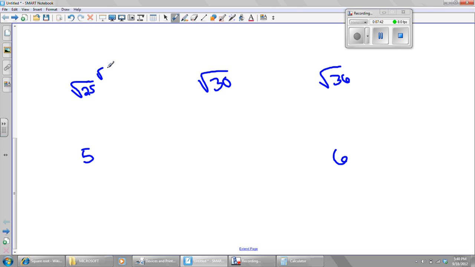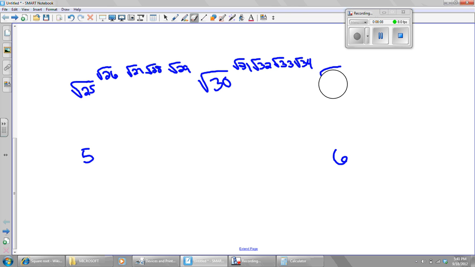I know here I'm going to have the square roots of 26, 27, 28, and the square root of 29. And then I'm going to have the square root of 31, square root of 32, square root of 33, square root of 34, and I'm going to space this out a little bit better and get the square root of 35. And of course I need the square root of 36, and I'll move my 6 over.